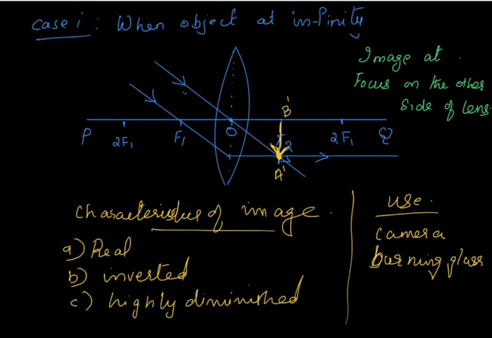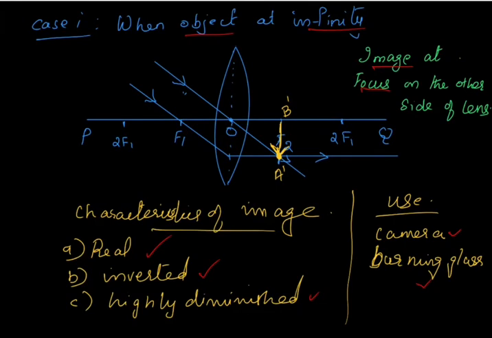To conclude, we can say when the object is at infinity, the image will be formed at the focus on the other side of the lens, and the characteristics of the image which is formed: the image will be real, it will be inverted, and it will be highly diminished. And the important use of this particular position is that it is used in a camera and also in a burning glass.